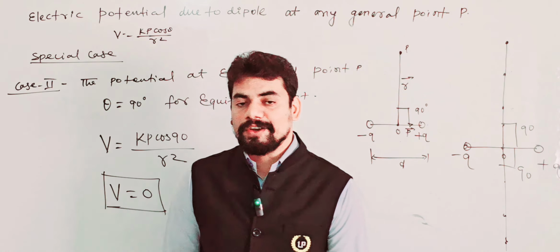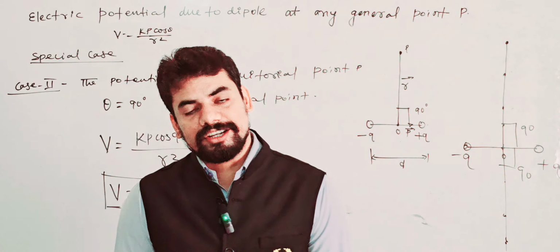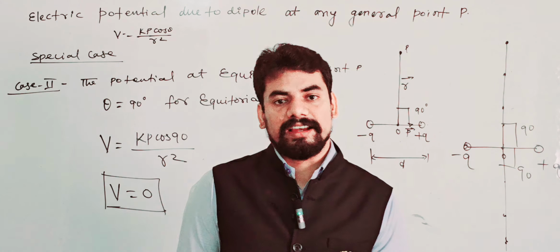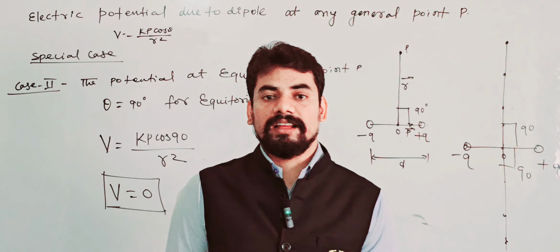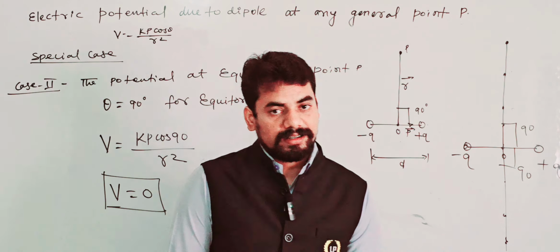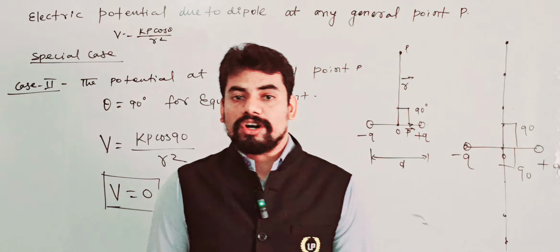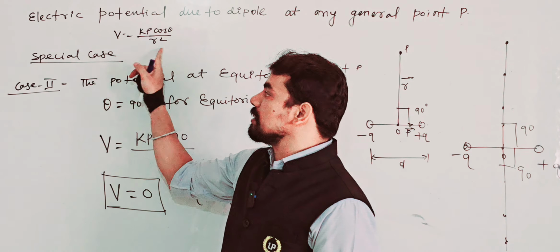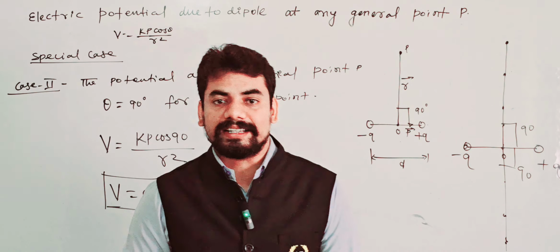In the next class we will study the potential and field at any general point. We will also see the special cases at axial and equatorial points, and the direction of the field at axial and equatorial points, whether it is in the direction of the dipole moment or in some other direction. Watch this video completely, as the formula kp cos theta by r square will be used in the derivations of the electric field at any general point.